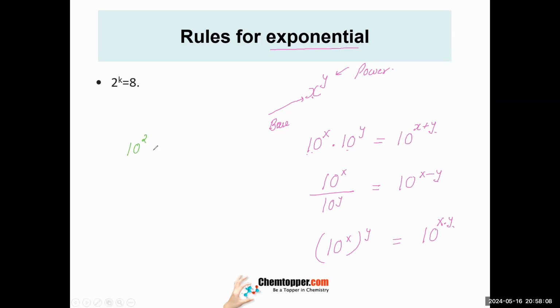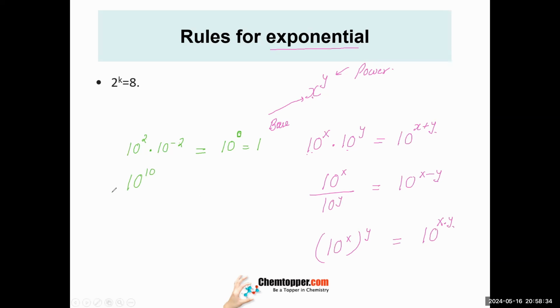10 raised to power 2 multiplied by 10 raised to power minus 2. What's the answer? Answer is 10 raised to power 0. 2 minus 2 is 0. And what is 10 raised to power 0? 1. Any number raised to power 0 is 1.